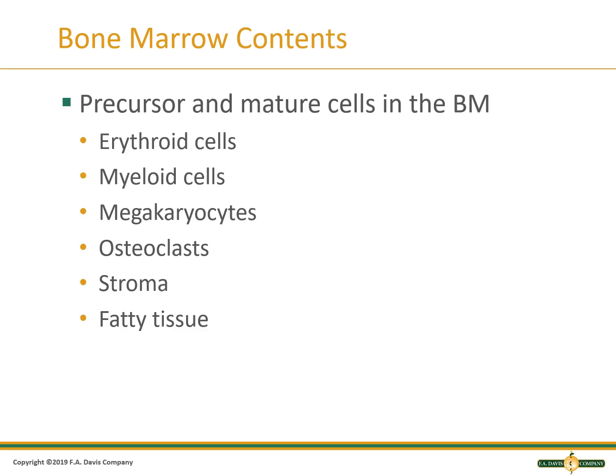With the bone marrow contents, you will see precursor and mature cells in the bone marrow. You can see erythroid cells, myeloid cells, megakaryocytes, which are your platelets, and osteoclasts, which are cells that help form or build bones, and it also works to repair any type of damage to the bone. Stroma is a cell that builds any type of connective tissue for any of the organs in the body. And lastly, the bone marrow also contains fatty tissue.